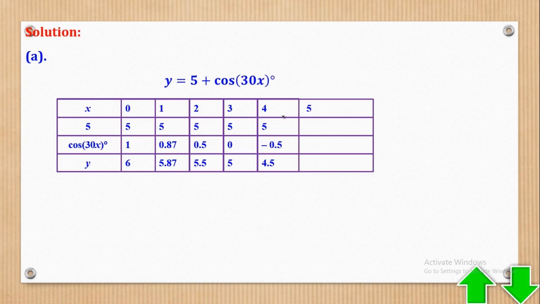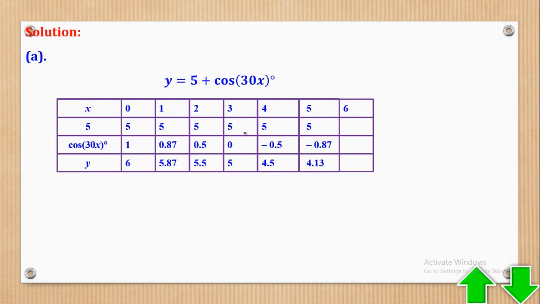Then next is 5. When x is 5, this remains 5, but this one becomes 30 times 5, which is 150, therefore cos 150 degrees will give you negative 0.87. So negative because it's in the second quadrant. Then when I add these two, I'll come up with 4.13.